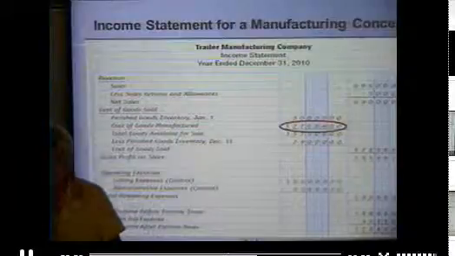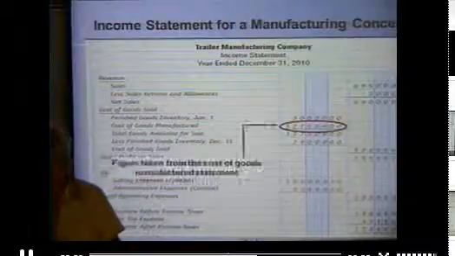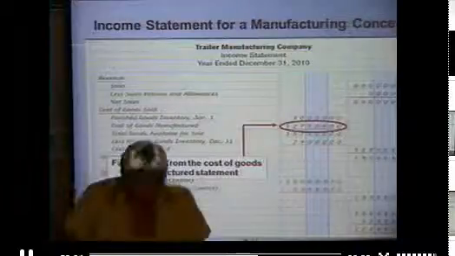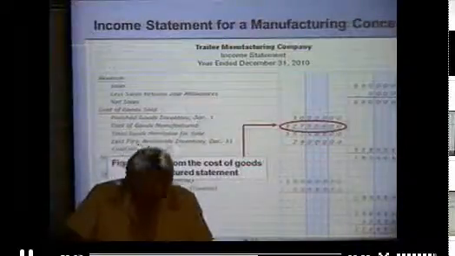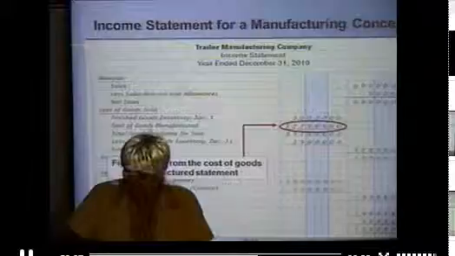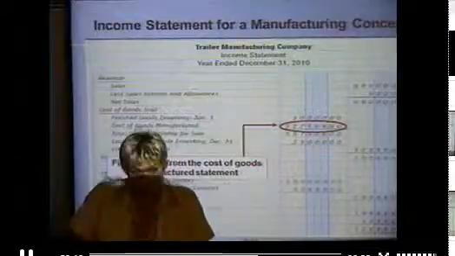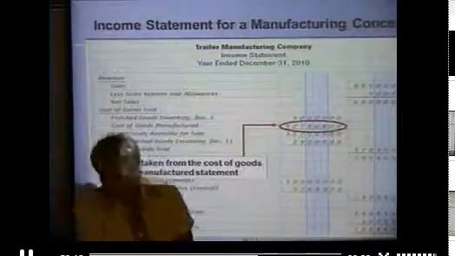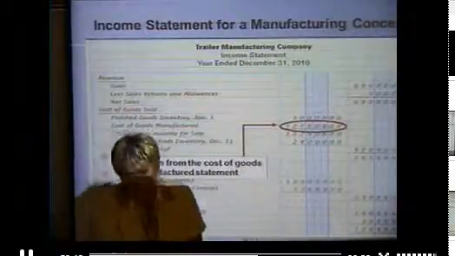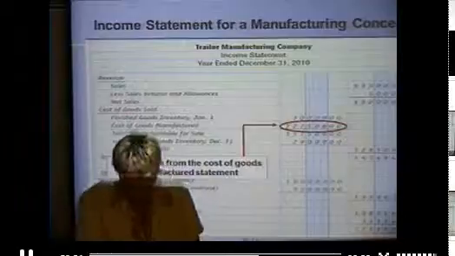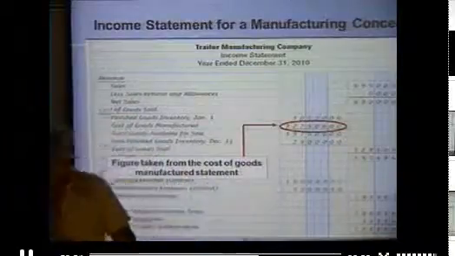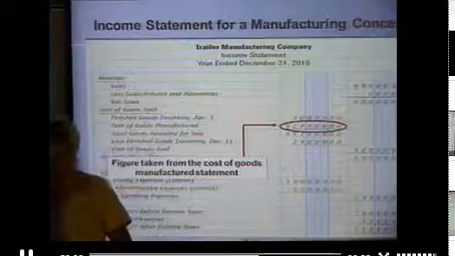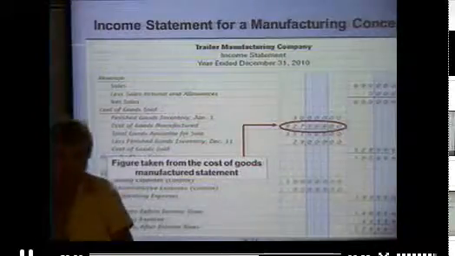Goods manufactured comes from, look back on your other page, it comes from your statement of the cost of goods manufactured. So there's a statement done prior to the income statement. When you're doing manufacturing, you've got to do that one first, which gives you the number you need to go on your income statement. So we've got one more statement that we have to do first. It's not an official statement, but it's a statement that we must do in order to have the numbers we need. All right. Stay with me? Okay.